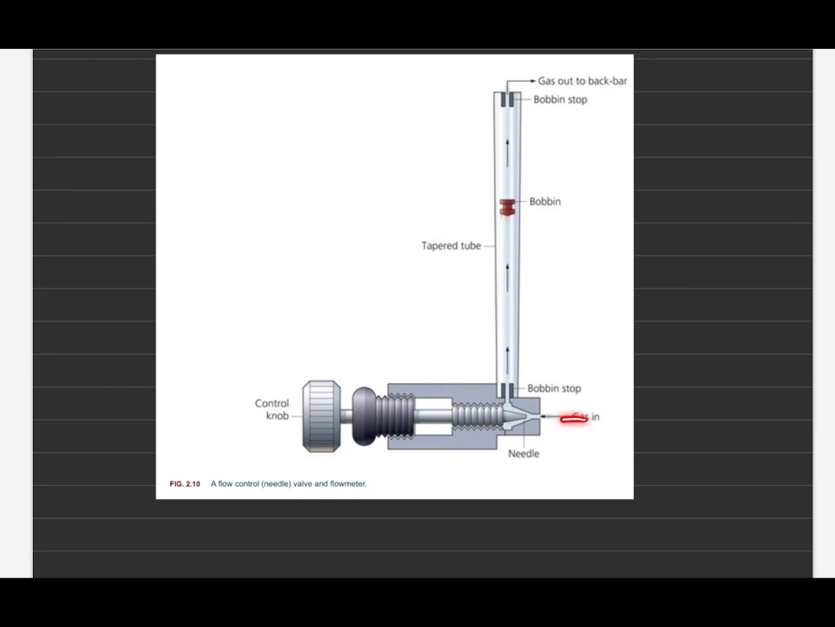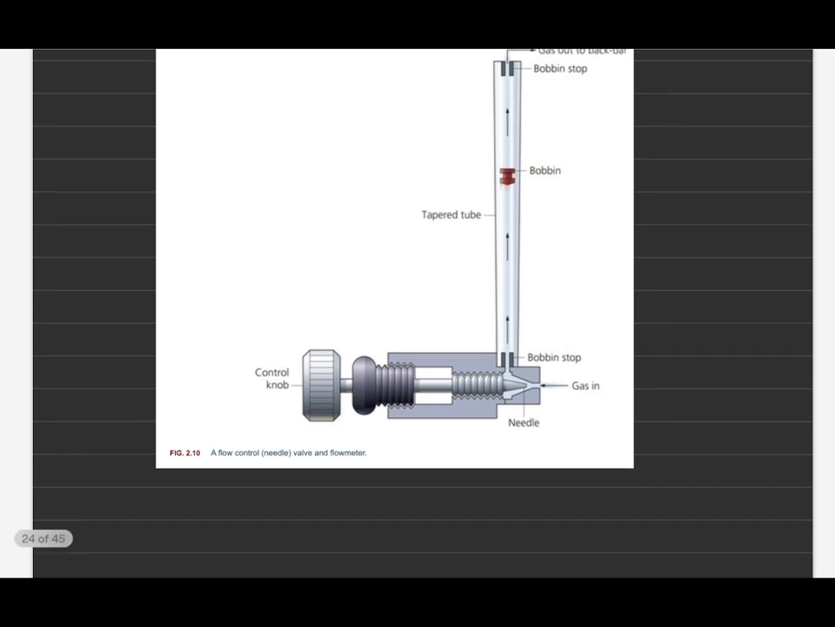Then we have an inlet for gas. This is the bobbin stop. The bobbin stop is at the start of the tube and the end of the tube to prevent sticking of the bobbin. We will be discussing flow meters in the next class. Then we have a tapered tube. We have the bobbin as an indicator of flow of gas, and then we have an outlet of gas.